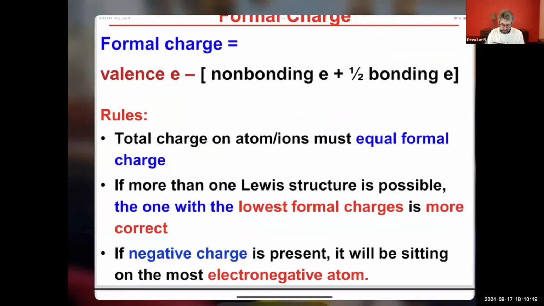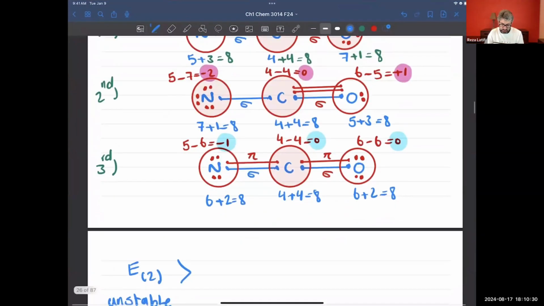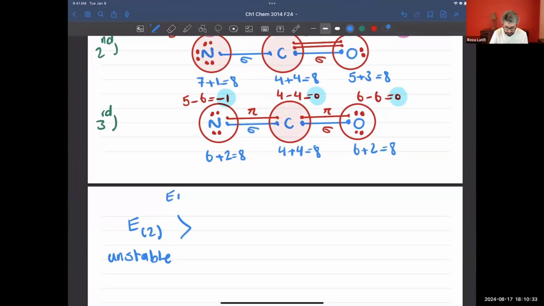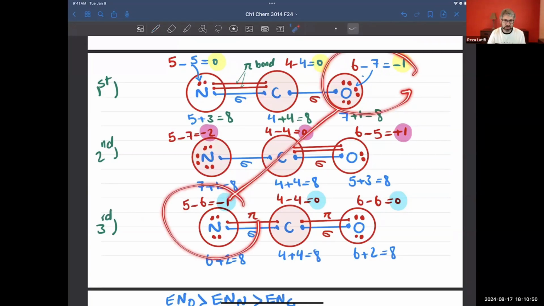Let's read this. It says, if you're supposed to have a negative charge, put it on the most electronegative element. And remember this: the electronegativity of oxygen is higher than that of nitrogen, and nitrogen is higher than that of carbon. Now, what's the difference between structure number 1 and number 3? It's just the negative charge. Here the negative charge is on oxygen, while in this one the negative charge is on nitrogen.